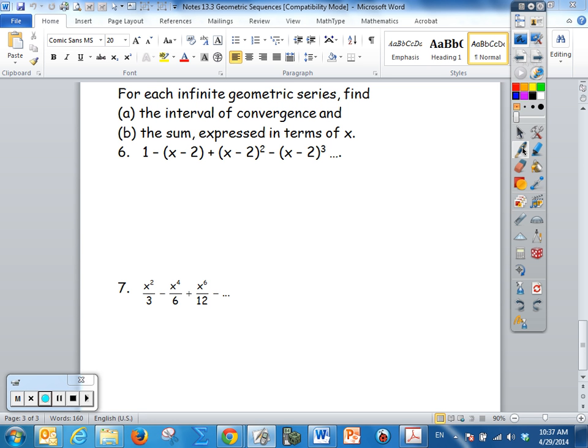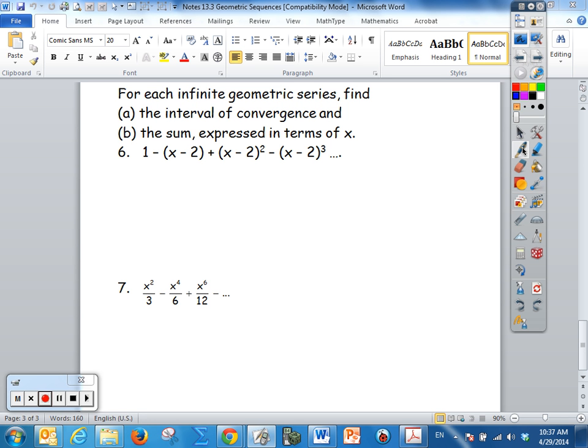So we're actually doing a little bit of what we do in calculus, just in a PreCal way. We want to find the interval of convergence, which is a big deal next year, and we want to find the sum expressed in terms of x. So, all a big deal. So let's do that. So the interval of convergence. Well, what was our rule for the interval of convergence? We needed our absolute value of r to be less than 1 to converge, right? That's our rule. So first of all, I have to find r.